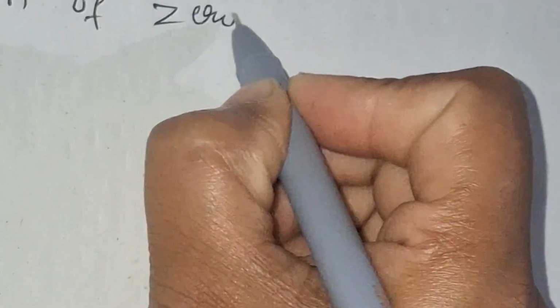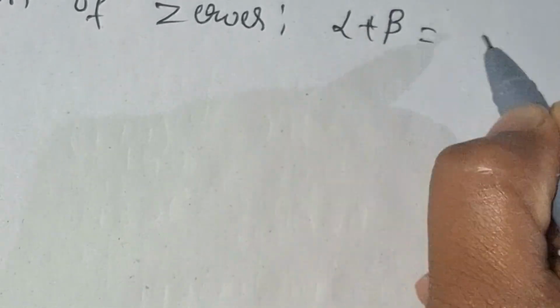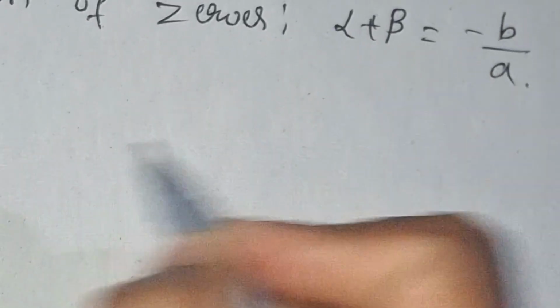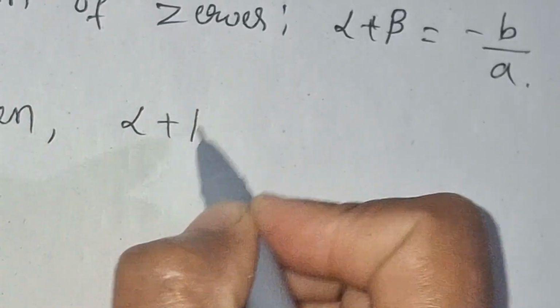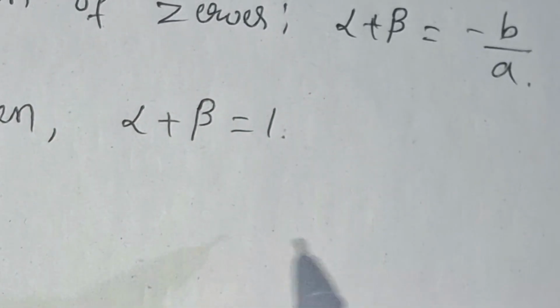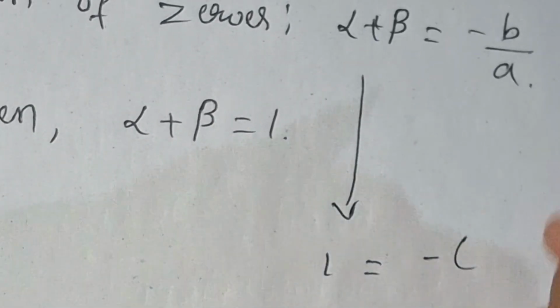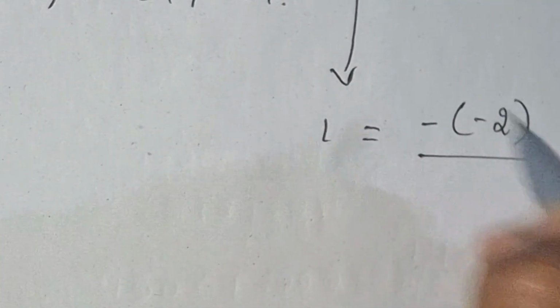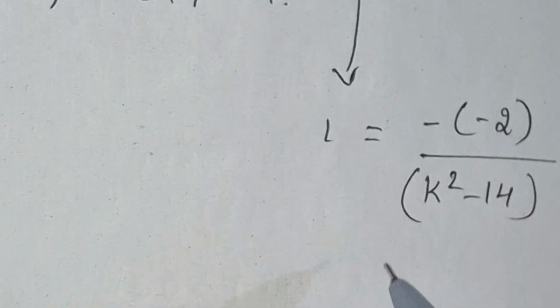Sum of the zeros: the formula for the sum of zeros, alpha plus beta, is equal to minus b by a. This is the formula of the sum of zeros. So in the given data, the sum of zeros, alpha plus beta, is equal to 1. We have to put this in the formula: 1 equal to minus of, what is b? B is minus 2x, divided by what is a? K square minus 14.